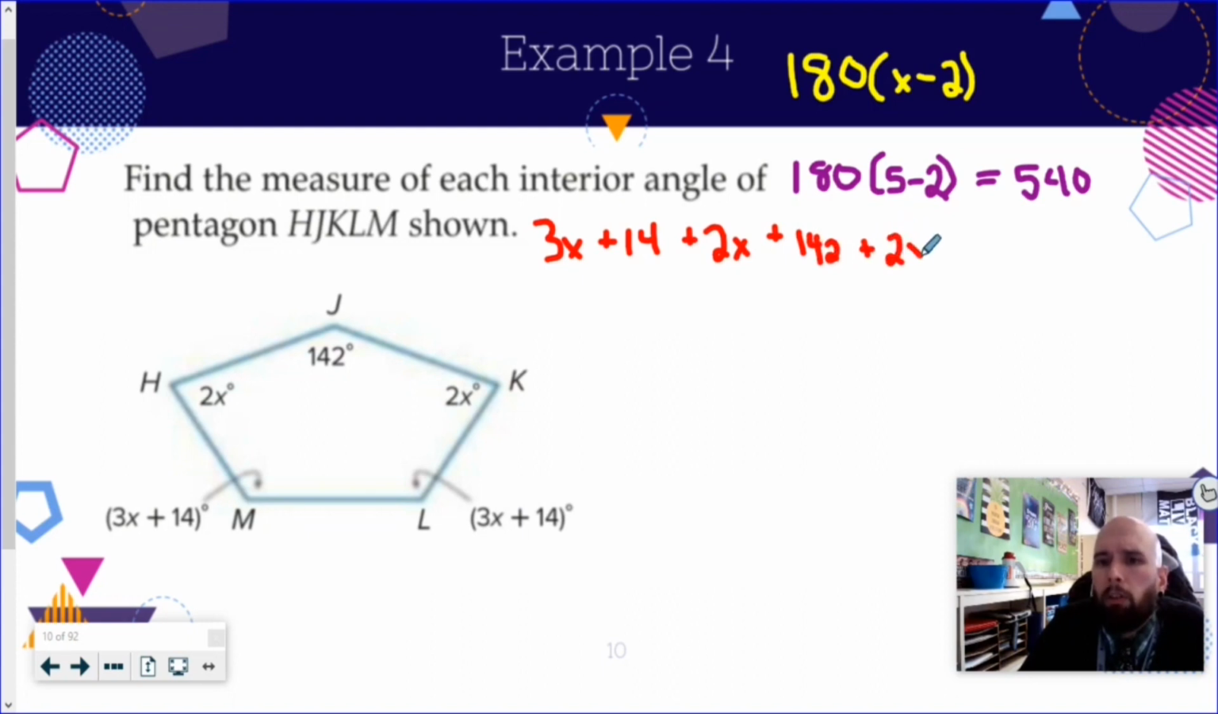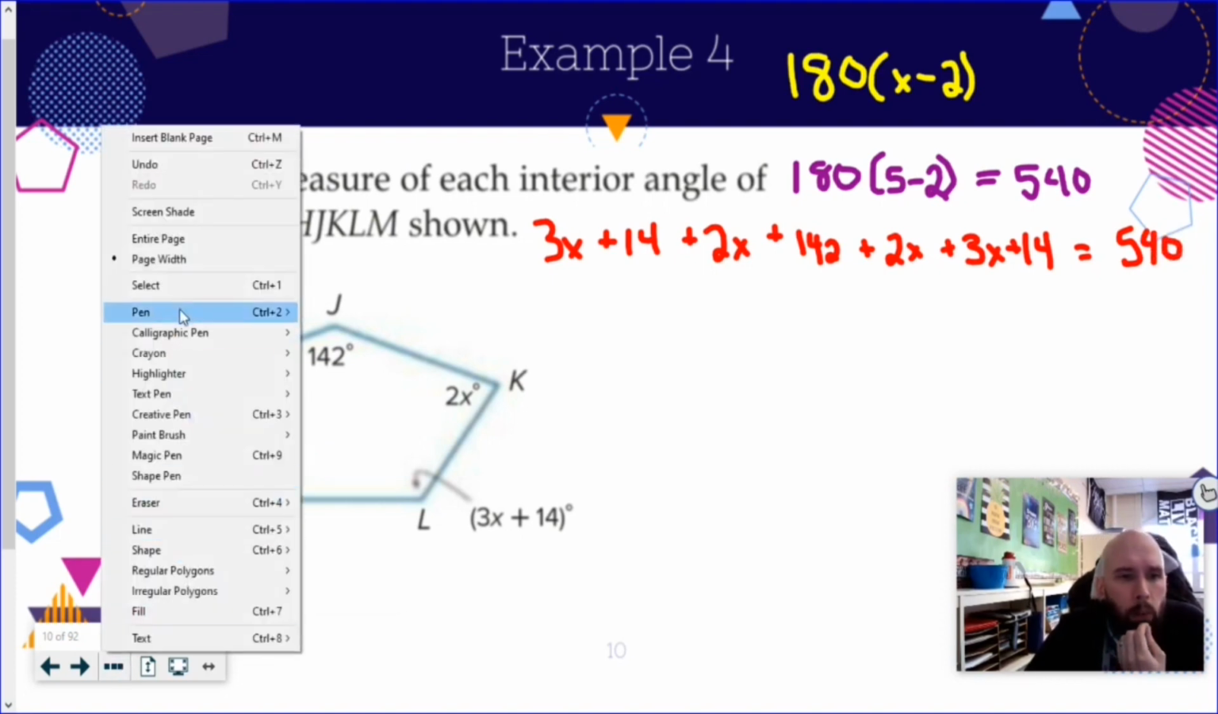Now, if you're wondering, sir, why aren't you including the parentheses? Well, if you add a parentheses, the parentheses no longer become its own group. You are now part of the whole. You're part of the crew. You're part of the gang. And that whole thing adds up to 540.